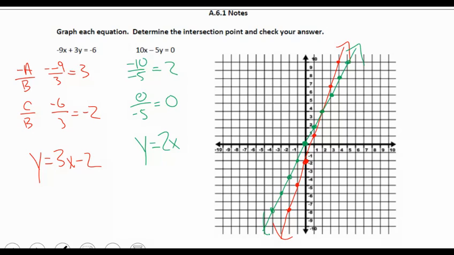And our answer here was these intersected at 2, 4. So 2, 4 is our solution for this one. Okay, let's do another.